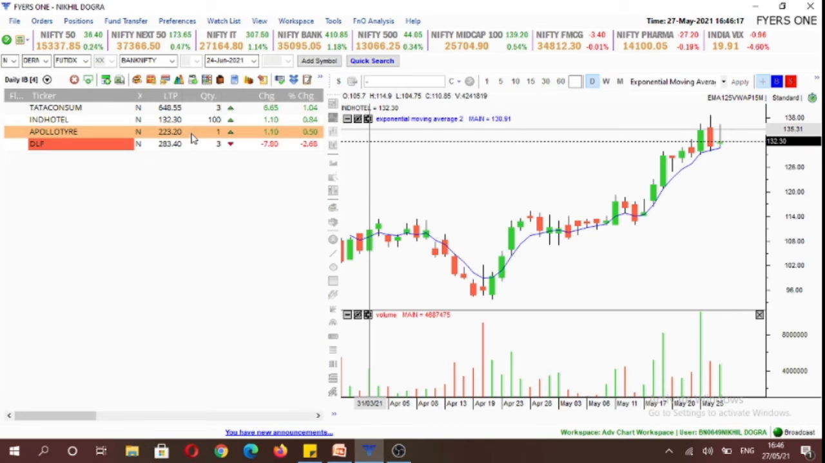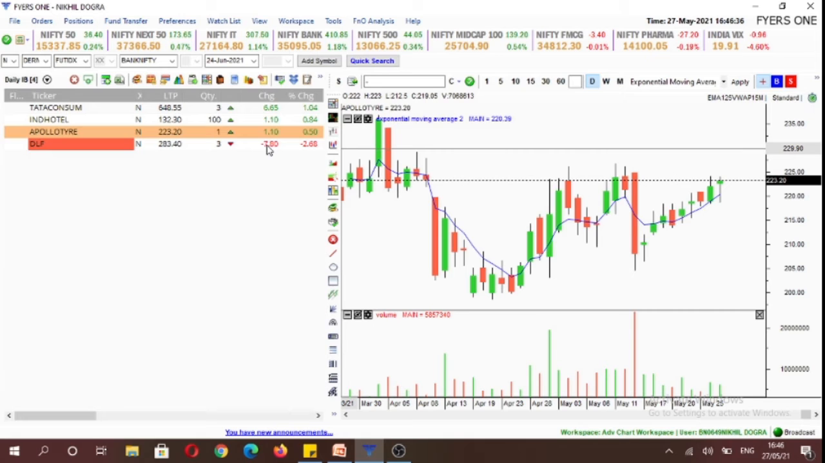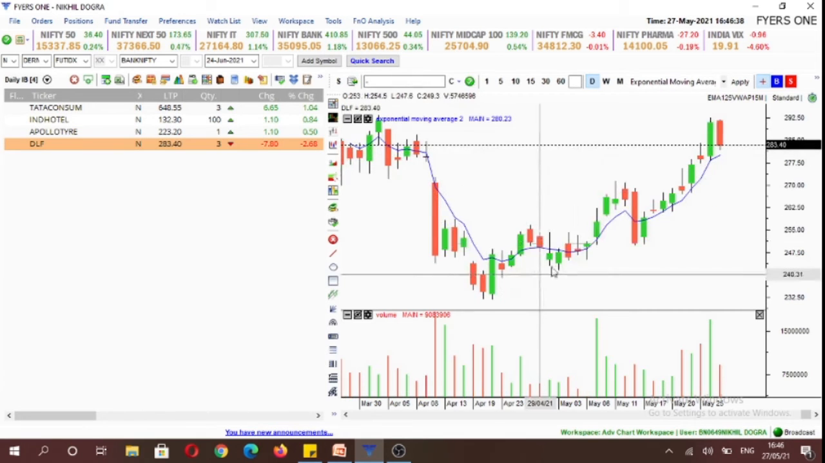Our third stock is Apollo Tyres. It is again above its 5 day exponential moving average. So above 224.2, we'll look for buying opportunity with full size, and below 218.6, we'll look for selling opportunity with half our size. And our final stock is DLF.